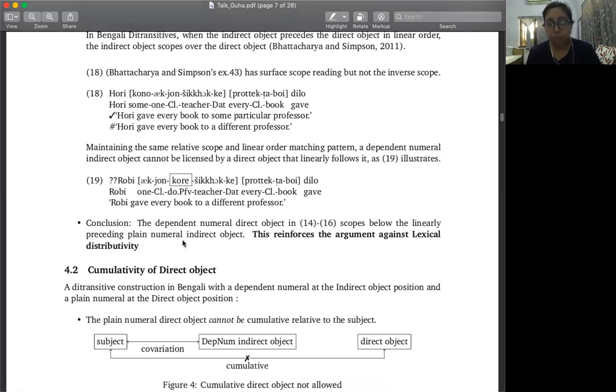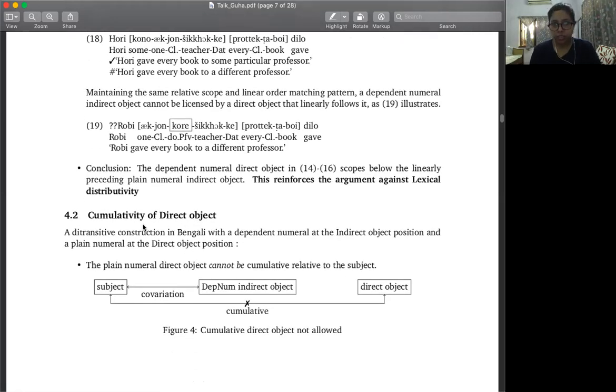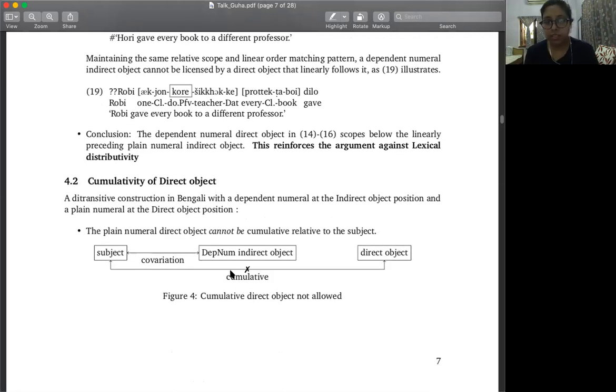So, conclusions: the dependent numeral direct object in the ditransitive examples above scopes below the linearly preceding plain numeral indirect object, right? So this reinforces the argument against lexical distributivity. Okay, now let's consider the cumulativity of the direct object in a ditransitive construction in Bengali with a dependent numeral indirect object and a plain numeral direct object. What happens is that the plain numeral direct object cannot be cumulative relative to the subject.